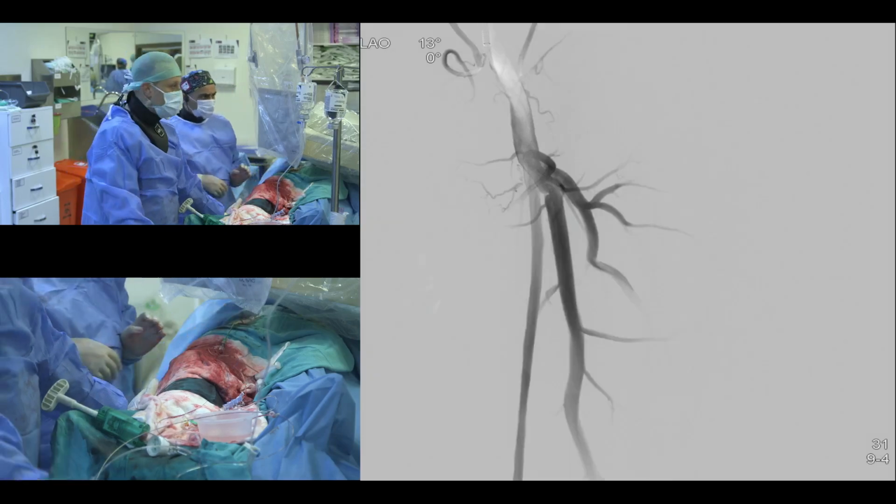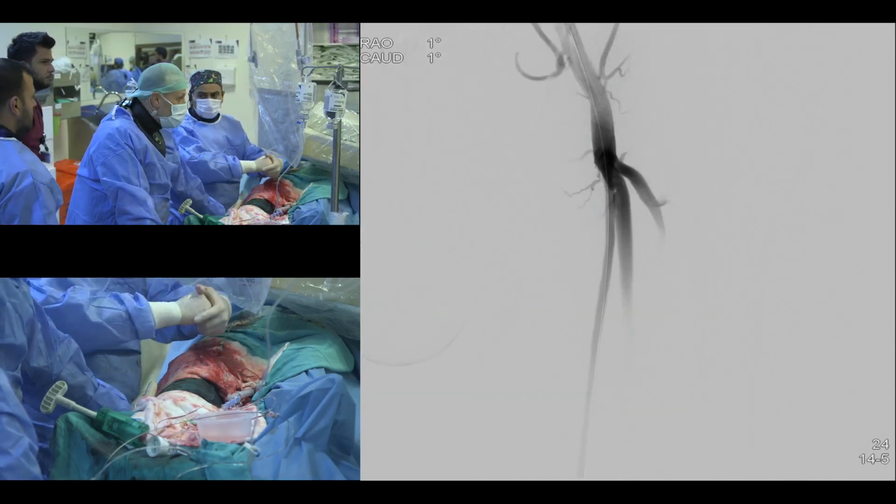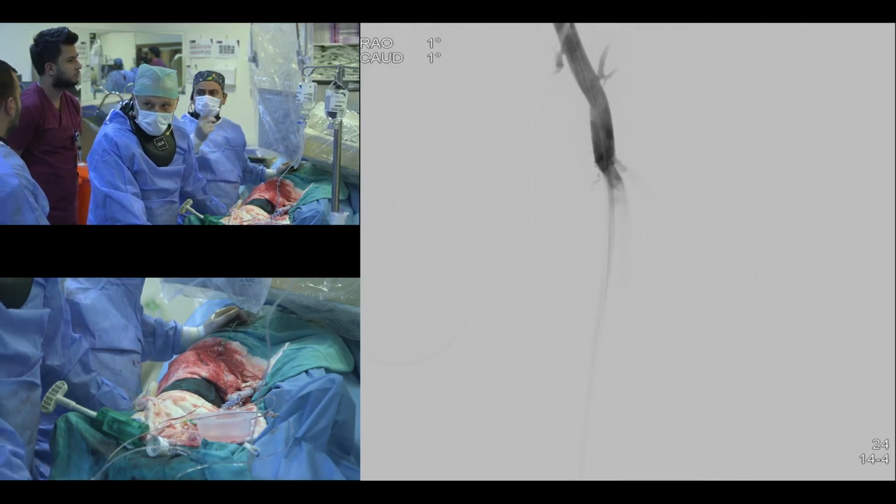Can you show the images? Did they see this? This is the last image after the 115 drug-coated balloon. Can you? We will start from the 24.